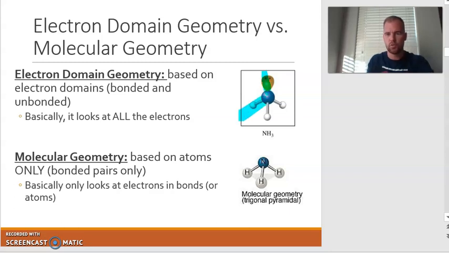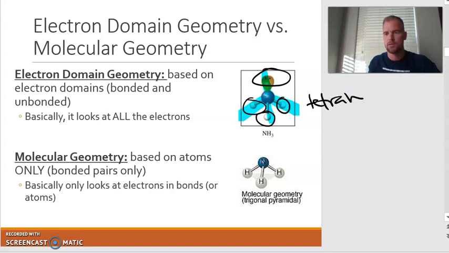1, 2, 3, 4 electron domains around this central atom. One of them happens to be a lone pair, and the other 3 happen to be atoms, but they're all electron domains. And so what did we call the electron domain geometry for 4 domains? It's tetrahedral, right? So that would be the electron domain geometry.